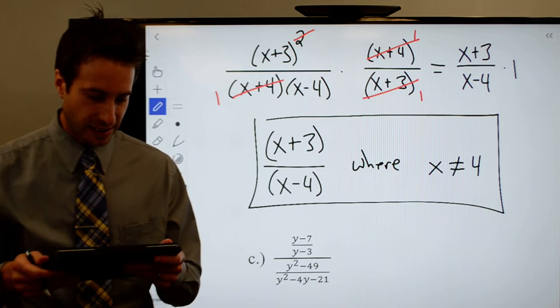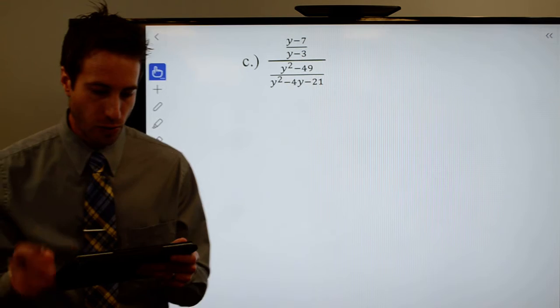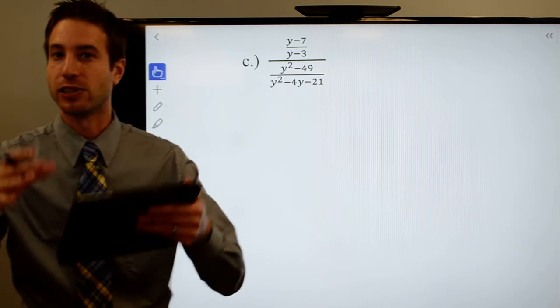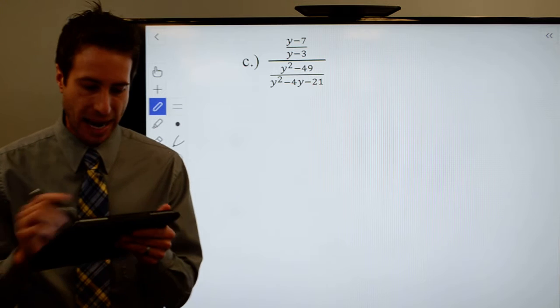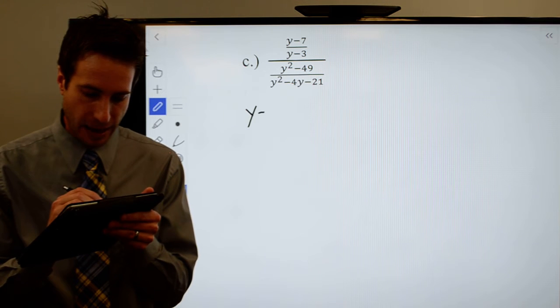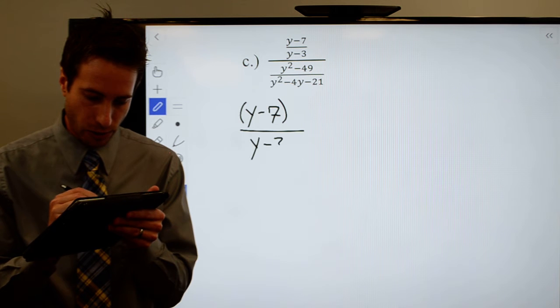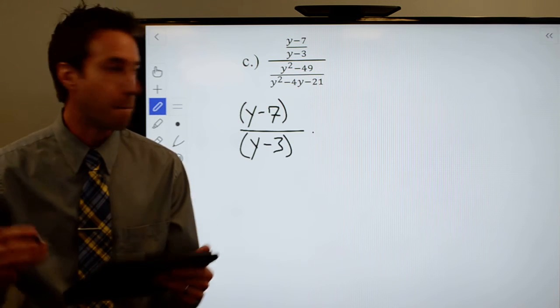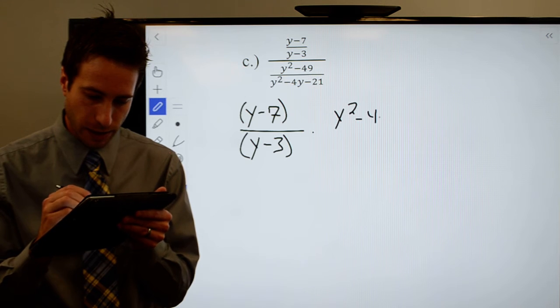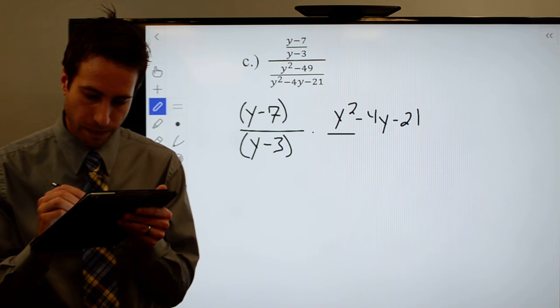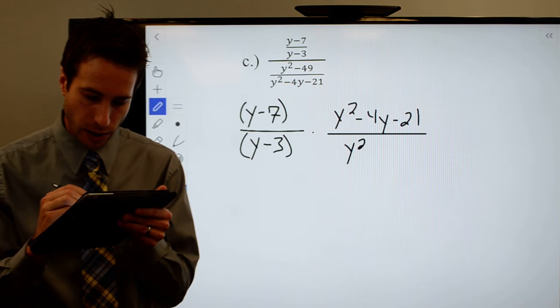One more for you guys. Let's go ahead and take a look at this one right here. Again, it's a complex rational expression, so we're going to multiply by the reciprocal. Y minus 7 over y minus 3, multiplied by the reciprocal, well, flip the bottom, y squared minus 4y minus 21, all over y squared minus 49.